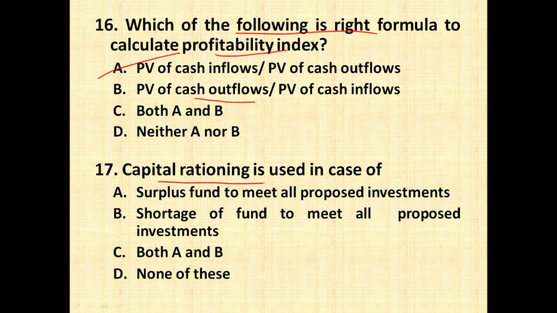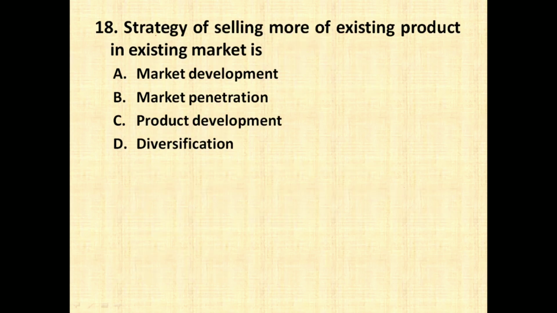Capital rationing is used in case of surplus fund to meet all proposed investment, shortage of funds to meet all proposed investment, both A and B, none of these. So right option is going to be option number B, that is whenever there is shortage of funds, we make use of capital rationing, wherein we give ranks to the project and select one by one depending upon how much is left with us.